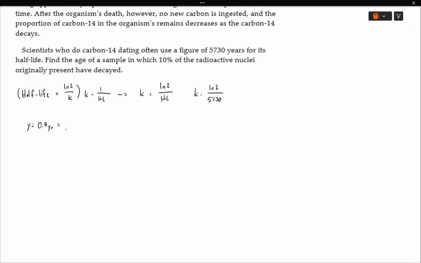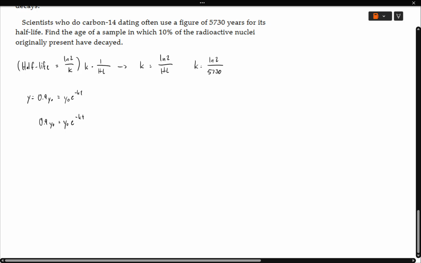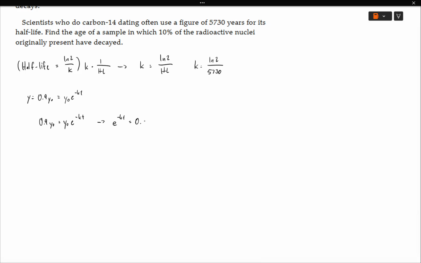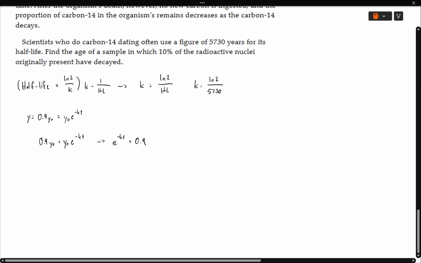No, that's also equal to y naught e to the negative kt because k is negative, right? So we're going to ignore this part. We're going to have 0.9 y naught equals y naught e to the negative kt, right? And then the y naughts are going to cancel because they're on both sides. So we just get e to the negative kt equals 0.9, right? We're going to substitute our k in here.